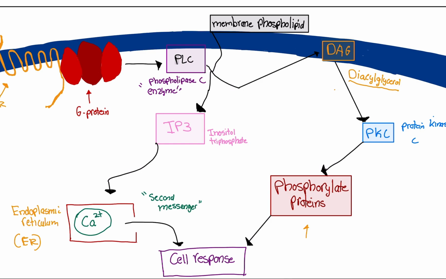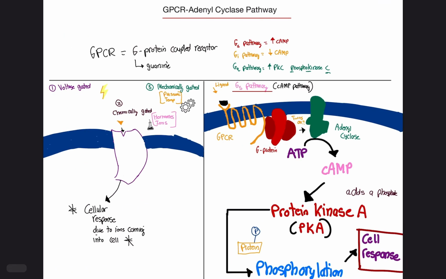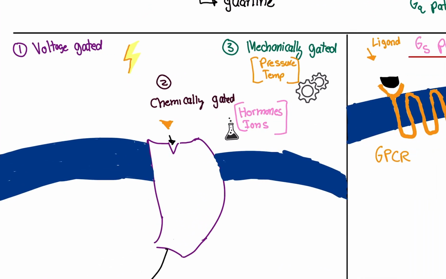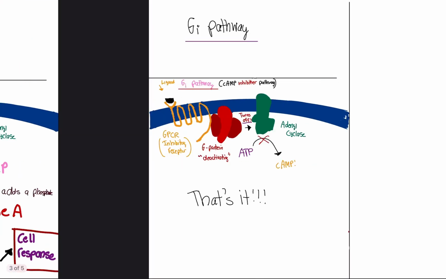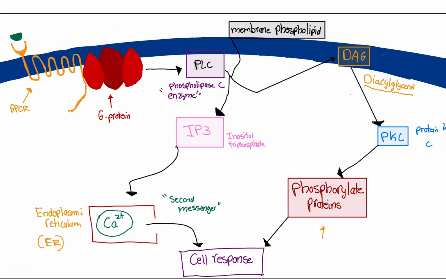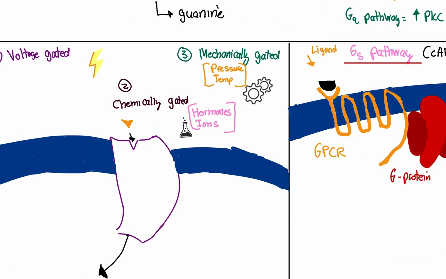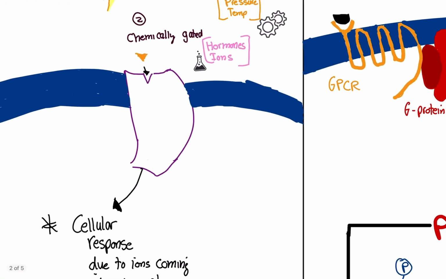I know it's kind of weird to explain it like that. I was trying to think of a different way to explain it, but just think that there are primary ways, which we talked about here. Primary ways are just one step. This is essentially two steps, and that's why it's like a second messenger. What I mean by one step is we had voltage-gated channels. We had hormones that immediately do something. Pressure immediately does something. We got a cell response.